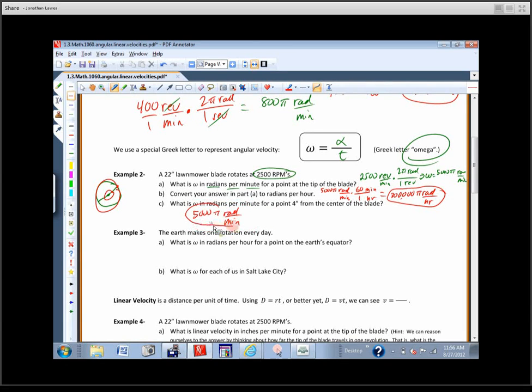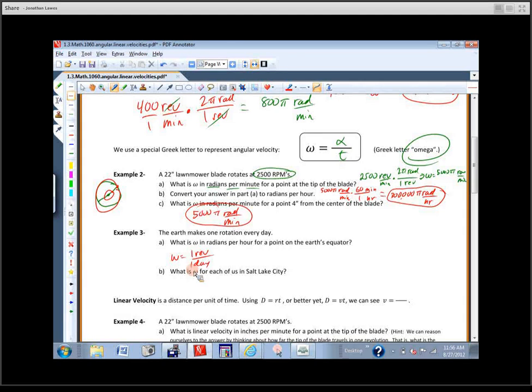In example 3, it says this: the Earth makes 1 rotation every day. Well, that's said a little bit differently, but have they kind of given us enough information to figure out what the angular velocity is? You bet. 1 revolution every day. We didn't say RPMs. Okay, it's not revolutions per minute, it would be revolutions per day. So here's what we've got. Omega right now would be 1 revolution every 1 day.